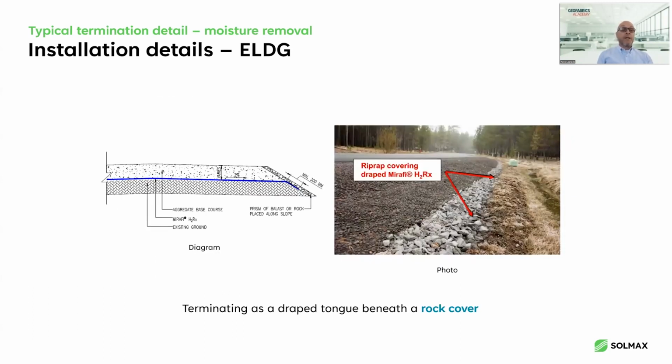Other ways of doing it, you can see in this case, you can actually drape the fabric along the edge of a roadway. And in that case, we again recommend putting a protective cover on top, again, an open graded aggregate. It protects the fabric from mechanical damage from mowing operations or from animals or from people that get curious and want to start pulling on things. And it also protects the fabric from UV degradation.